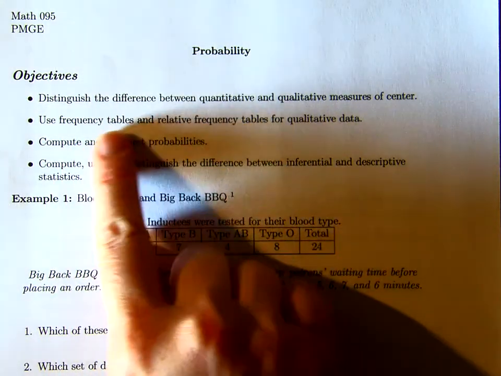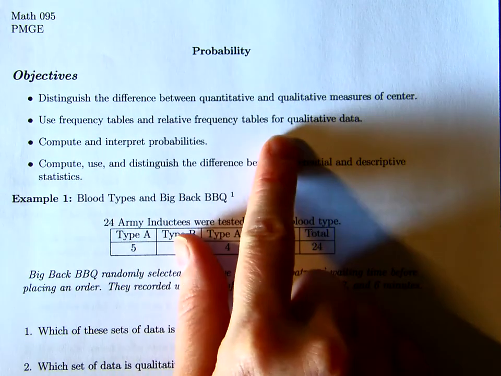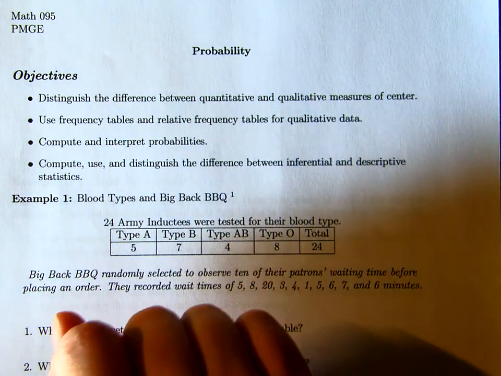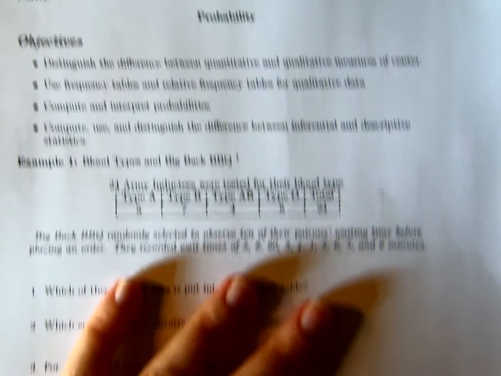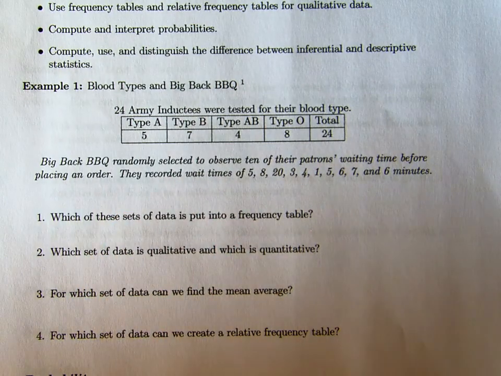Okay, so we will talk about quantitative and qualitative measures for center a little bit. And we've used these before. We're going to do it again. Use frequency tables and relative frequency tables. We will compute probabilities and interpret them. And we're also going to try to make good judgment about when we're making inferences and when we're just describing what we know.